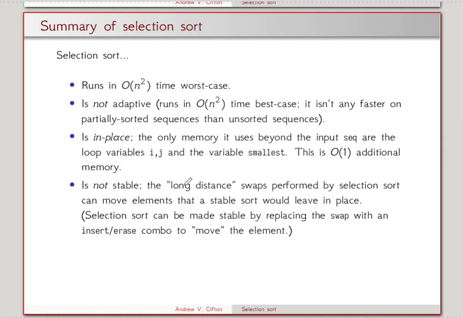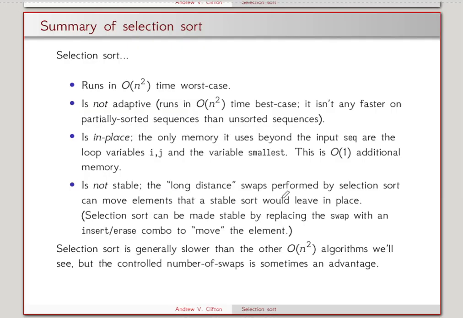It is not stable though. If you remember stable, right? Stable means you can use a sort as part of sorting by first name, then by last name, then by social security number, then by salary, and it will make sense. So here, the long distance swaps that we do move things further than a stable sort wants them to move. So it is not stable. If you switch the swap for an insert, then it becomes stable, but it becomes slower because an insert involves another nested loop.